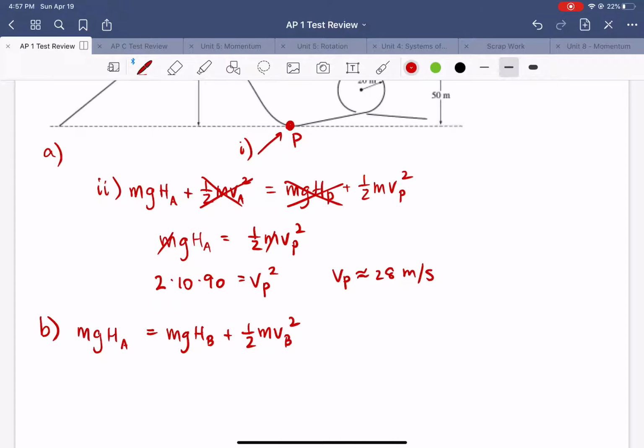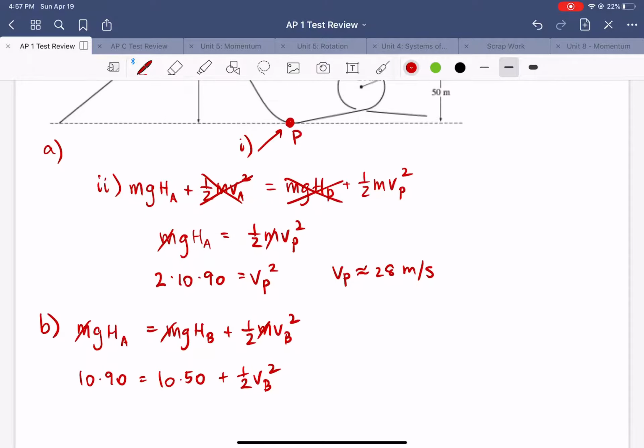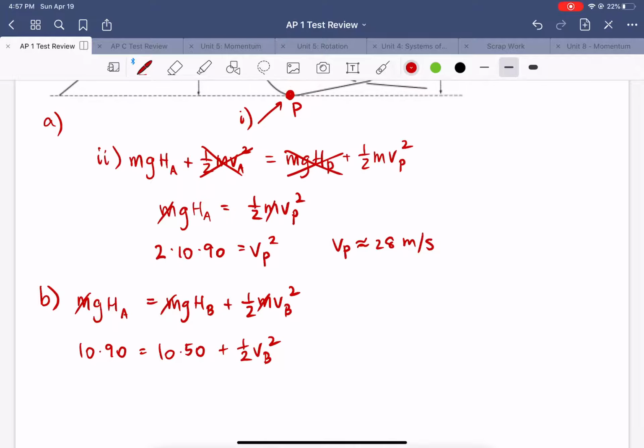All right, so what can we do here? The mass will cancel in all three terms once again. Let's plug in G equals 10, HA equals 90. HB, if we look at the figure here, that is 50 meters above our reference point. And then we have our kinetic energy with the mass canceled out. All right, so if we work this out, we get 900 equals 500 plus 1/2 VB squared. That means 1/2 VB squared must be 400.